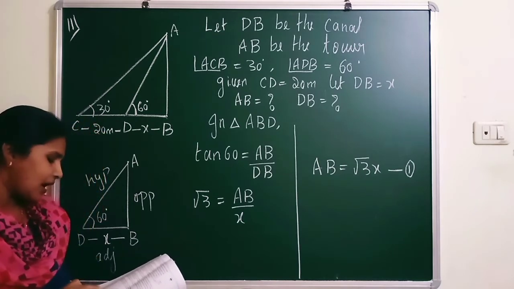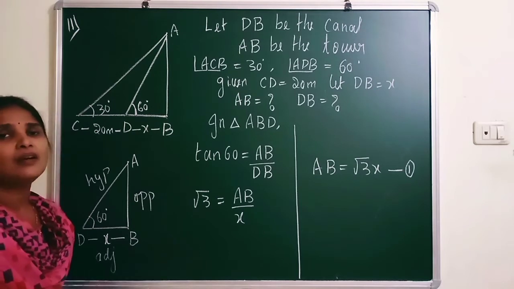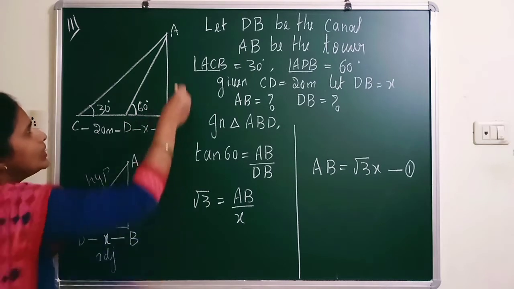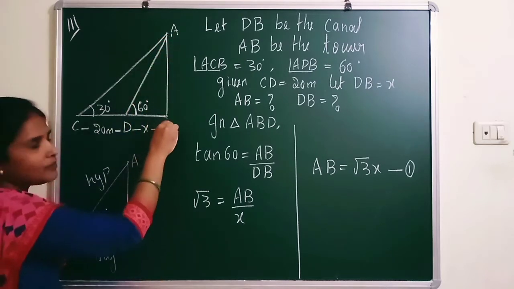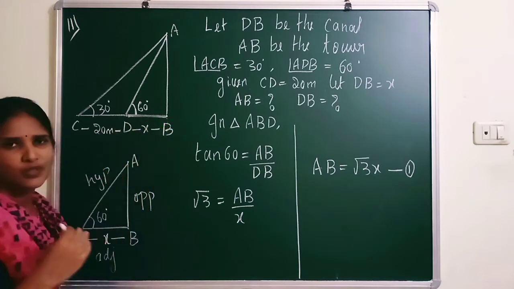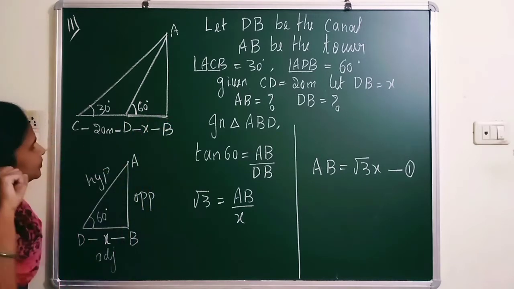And given, find the height of the tower and also find the width of the canal. So here we need to find two things. One is the height of the tower, that is AB, and another is the width of the canal, that is DB. Both we need to find. Now let us start.